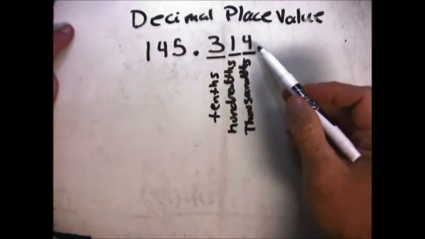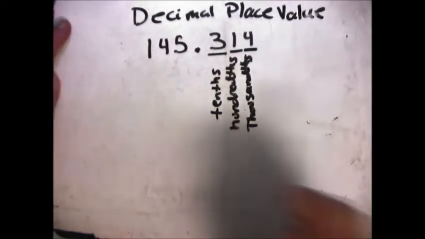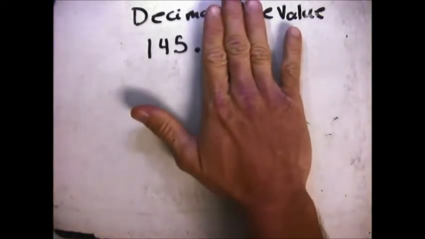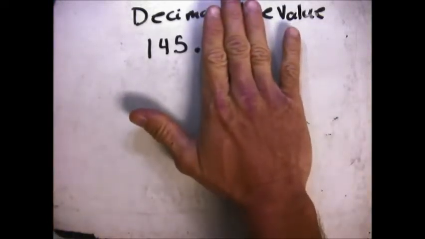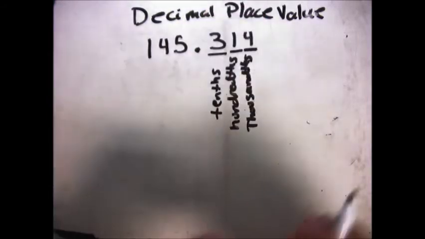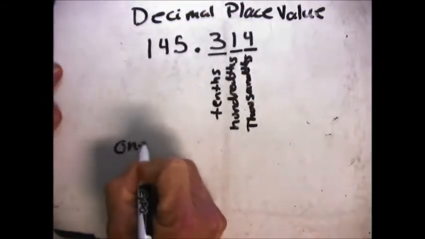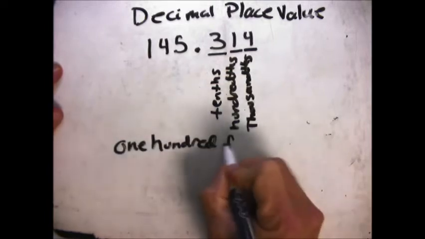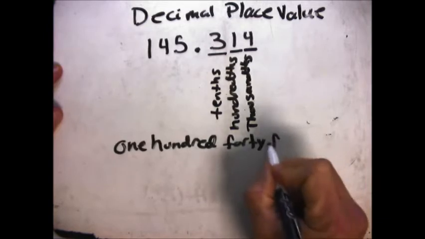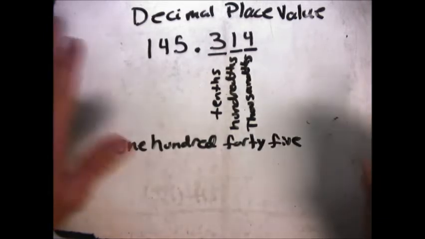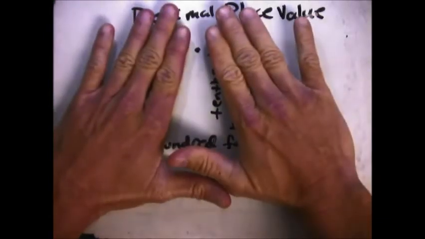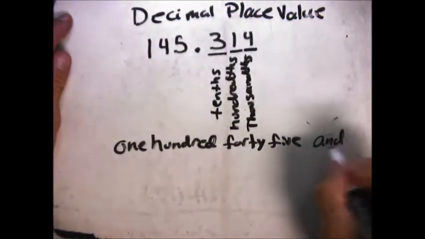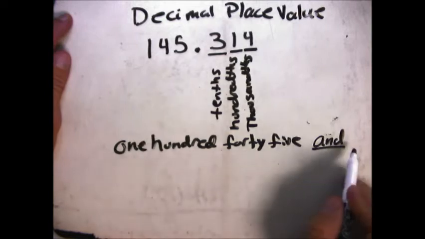So if we want to write this in word form, what I'm going to do is I first cover up everything that's behind the decimal. So I write what I say. I say 145. So I would write 145. I now need to write a word for the decimal, and that word is going to be "and." So I have 145 and.